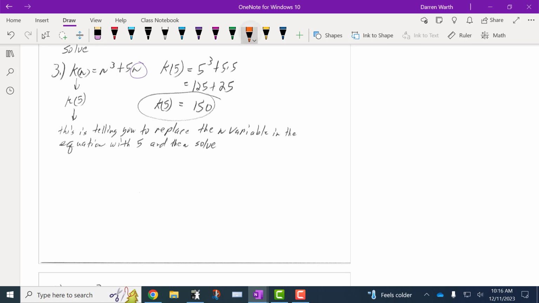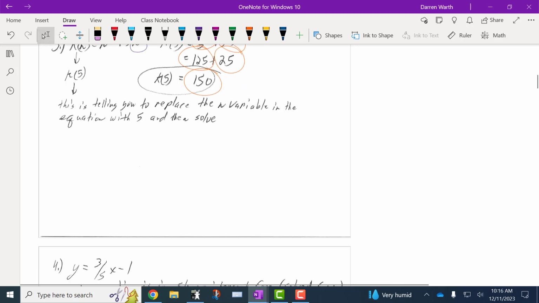So there's no parentheses, but there is a power right here, 5 to the third. If you take 5 to the third, which is 5 times 5, which is 25, and 25 times 5 is 125. Okay, now I'm going to do my multiplication, so 5 times 5 is going to be 25. I add those together, 125 plus 25 is going to be 150. So the answer to k of 5 is equal to 150.